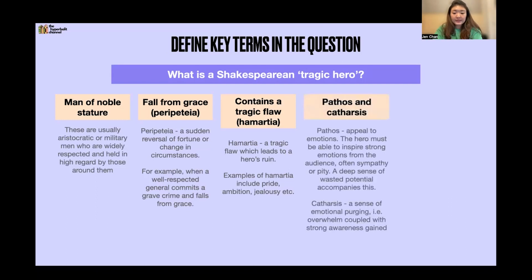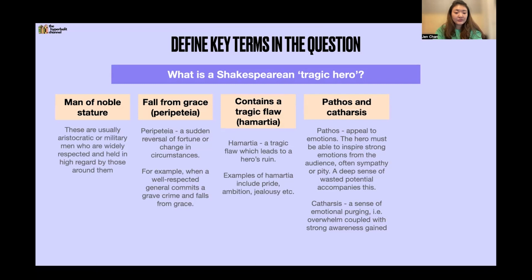And it's also important for this hero to appeal to pathos and inspire catharsis. So pathos is essentially an appeal to the audience's emotions. What this means is that the hero must be able to inspire strong emotions from us, from the audience. And these emotions are often sympathy or pity, but they don't always have to just be these emotions. In fact, as long as they inspire strong emotions, that already qualifies as a kind of appeal to pathos. But often when we're looking at the portrayal of a tragic hero, there's a deep sense of wasted potential. This sense that had this character not given in to his hamartia, then he would have been a great man. This is the sort of wasted potential that we're talking about.